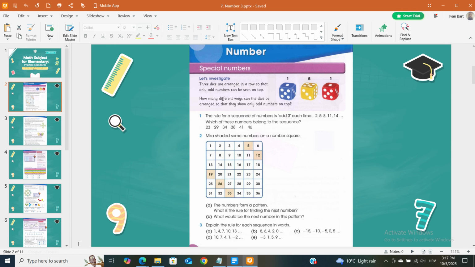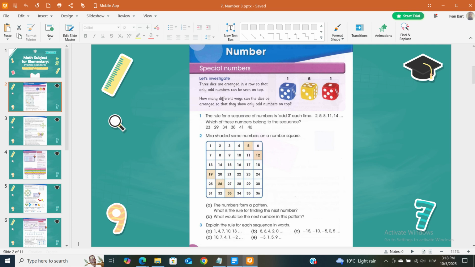(a) 1, 4, 7, 10, 13. (b) 8, 6, 4, 2, 0. (d) 10, 7, 4, 1, minus 2. (e) 3, 1, 5, 9. (c) Minus 15, minus 10, minus 5, 0, 5.